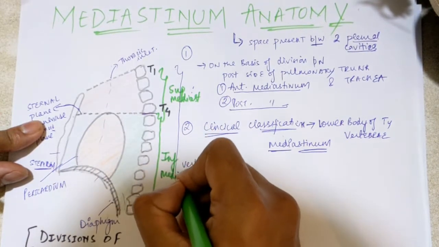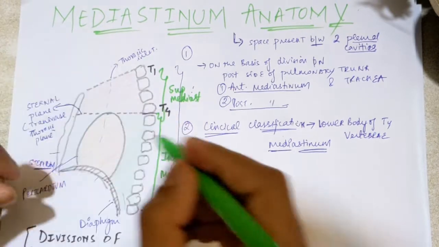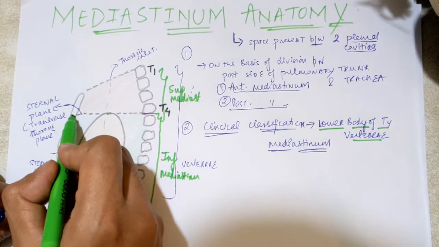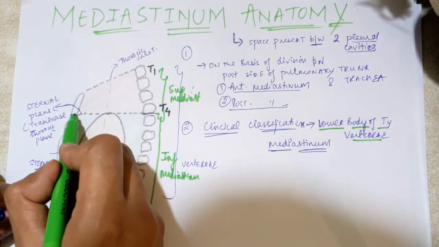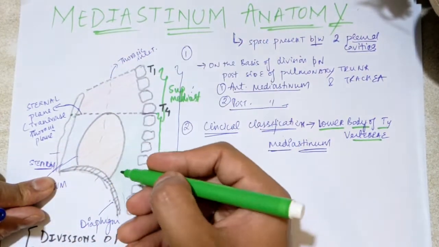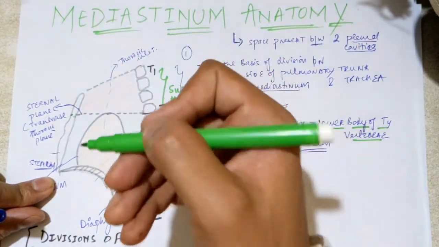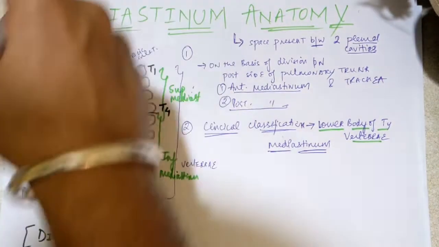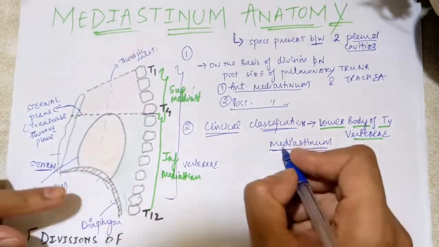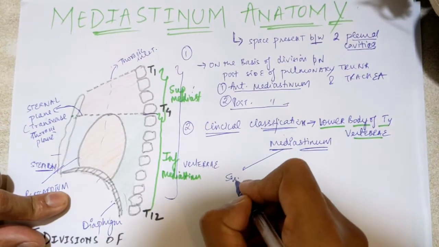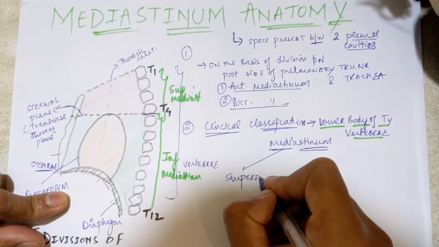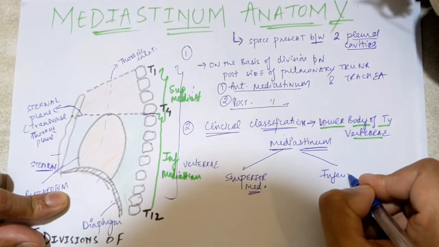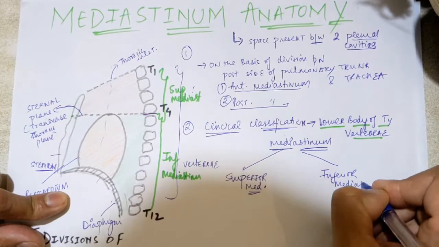So this much is clear. This is the division on the basis of the lower body of the T4 vertebra and the level of the manubrium of the sternum. From this to this, the sternal plane is drawn, which divides the mediastinum into superior and inferior mediastinum. I'm writing it here like this. Here will be your superior mediastinum, writing mediastinum in short, and this one will be your inferior mediastinum. This much is clear.